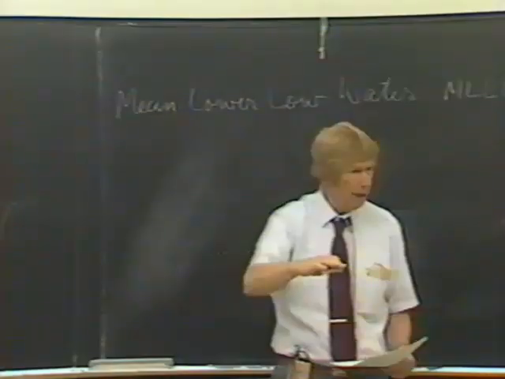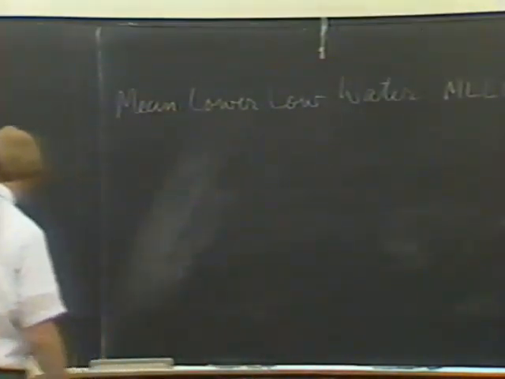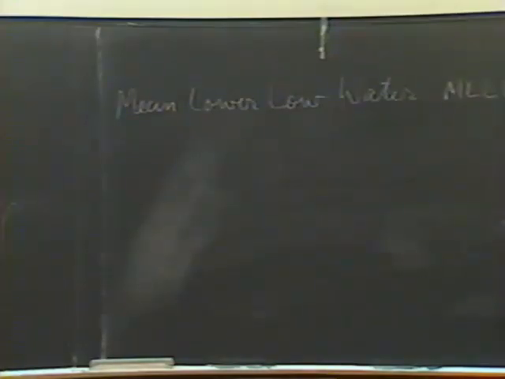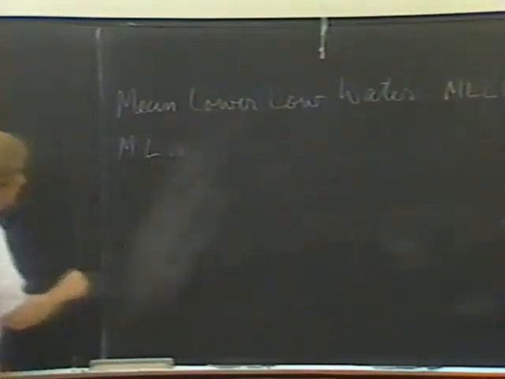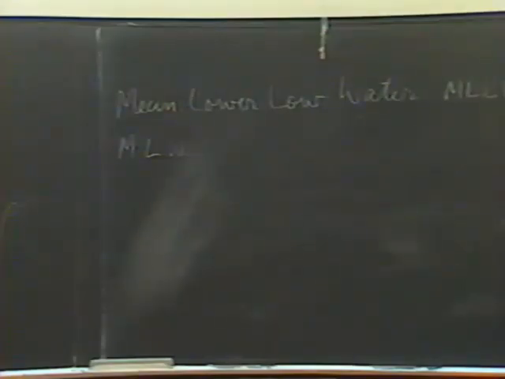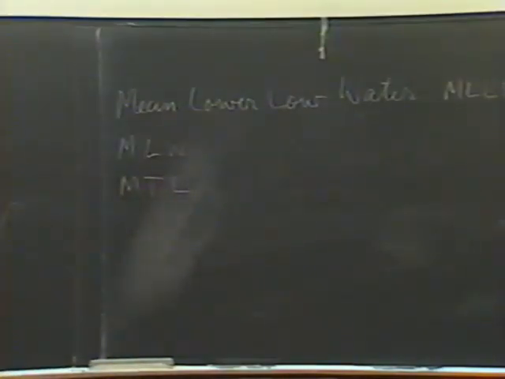The mean low water is the mean of all the lows. So we have mean low water, which has relevance for boundary determinations. Then we have mean sea level, which is the mean of all the highs and lows. Then we have mean high water and mean higher high water.